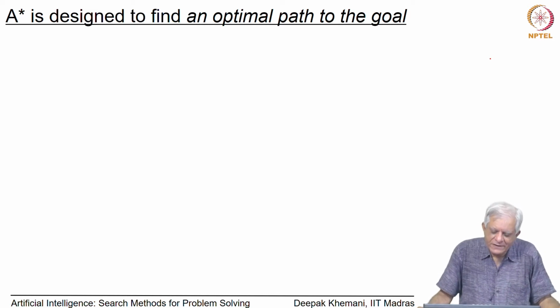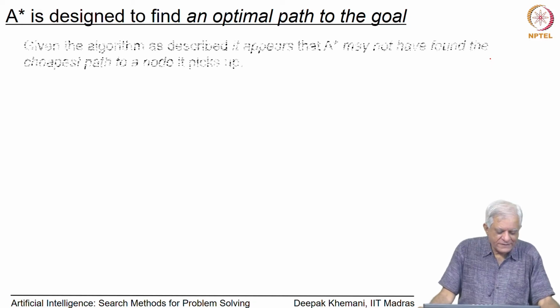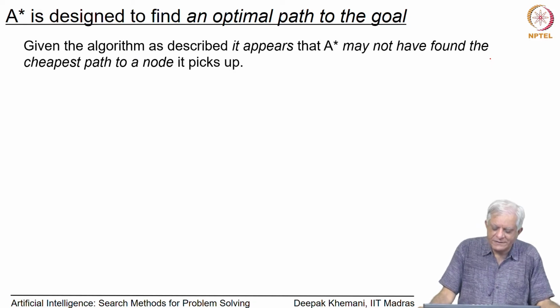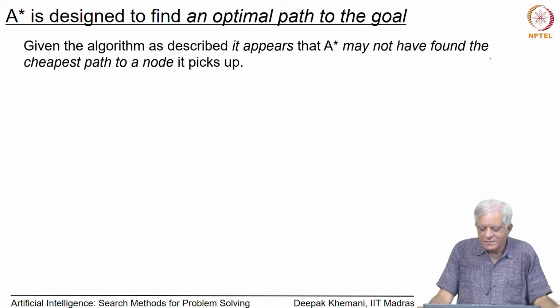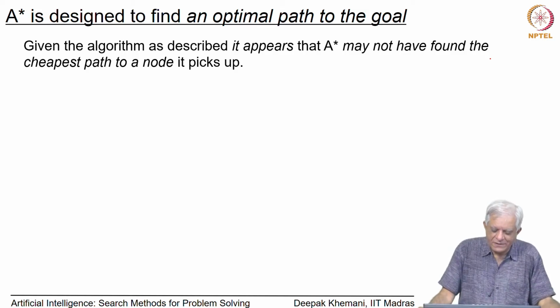It is not designed to find shortest paths to all nodes. So, the question we want to ask is this: our eventual question is, does it find the shortest path to the goal? But an intermediate observation we can make is that, as we have described the algorithm, it appears that A star may not have found the cheapest path to a node that it picks up from the open.